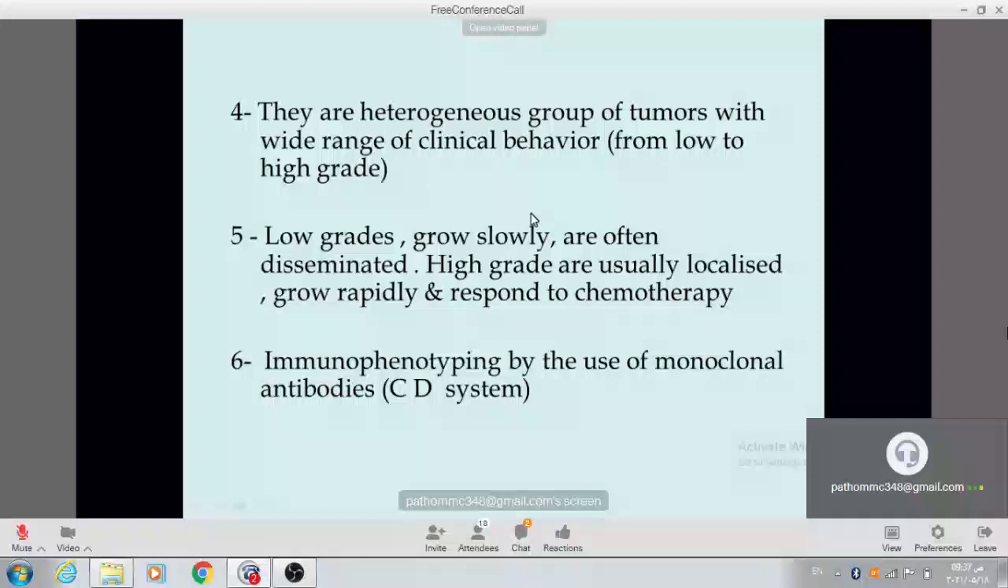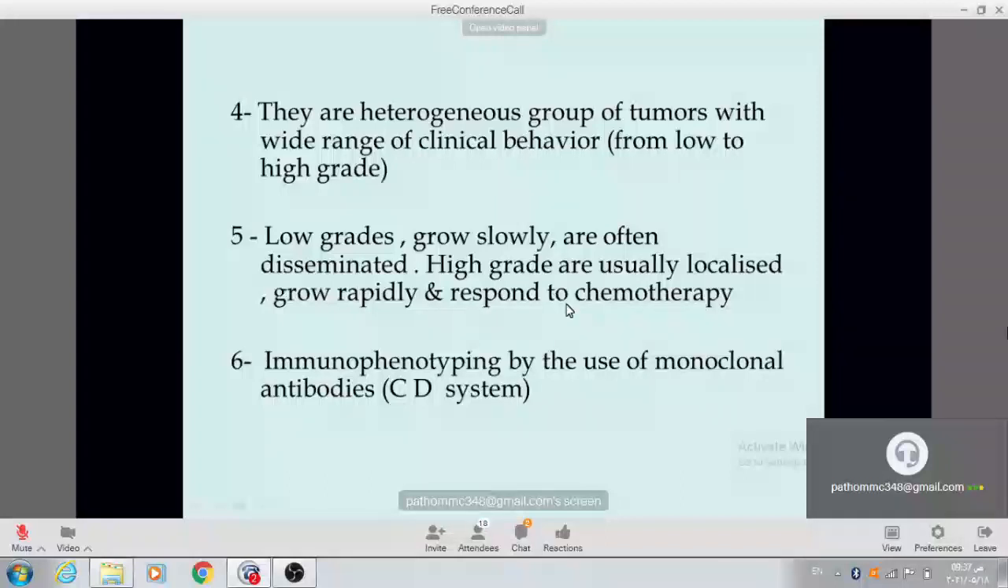The low grade tumors usually grow slowly, okay, and so they will become disseminated in our body. They will have a chronic, indolent course, so they can disseminate in our body before their diagnosis. While the high-grade tumor usually presents early because it becomes evident to the patient within a short period of time, so it will progress rapidly, okay? And this rapid growth has one advantage, that it could respond to chemotherapy.